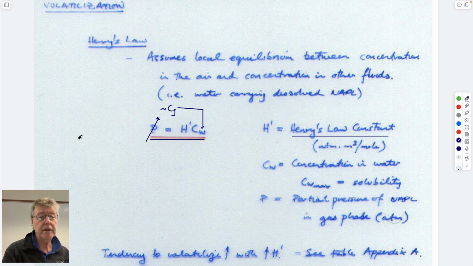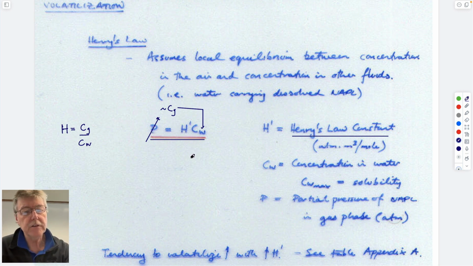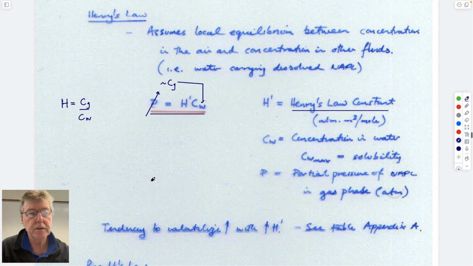What we'll try and talk about today is that we can relate a non-dimensional Henry's law coefficient, which we'll just call H, which is equal to the concentration in the gas phase divided by the concentration in the water phase, the amount of the solute dissolved in water. And because these are defined in both the same units, this has no dimensions. So we'll refer to Henry's law, but we'll use a slightly different form because it's more convenient.